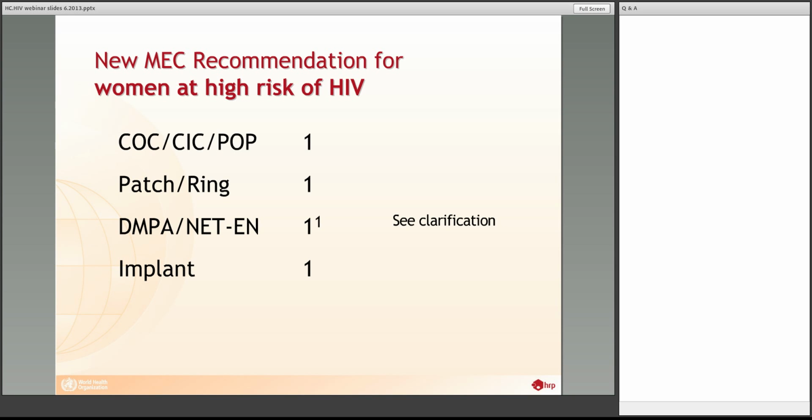So the only change that was made after that meeting was a change in the clarification. Our guidance includes both a number and a clarification in some cases. So both of those together are the guidance.